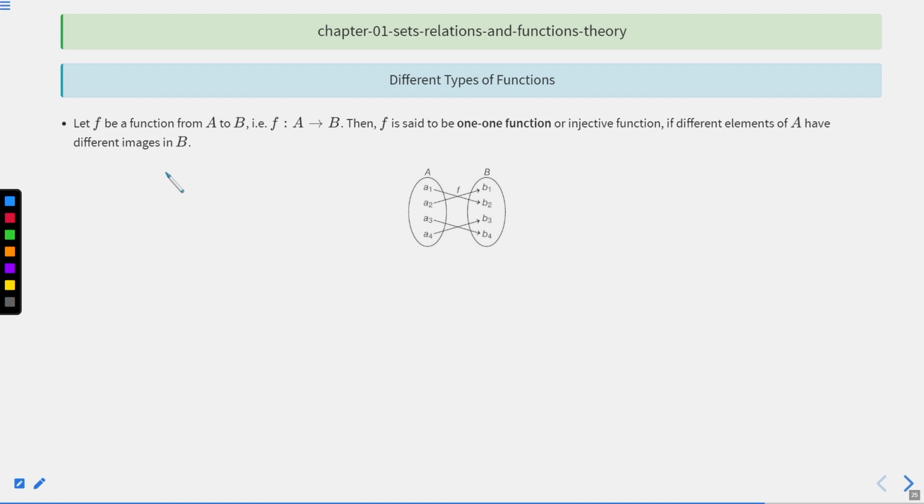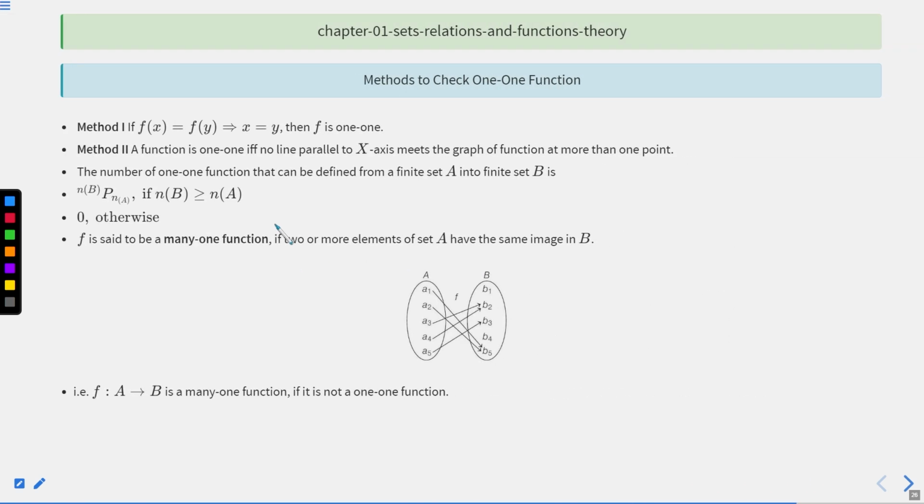Let f be a function from A to B, that is f: A mapping B. Then f is said to be a one-one function or injective function if different elements of A have different images in B, right? So here we can say that different elements of A have different images in B. Methods to check whether a function is 1-1 or not. First, method 1. If f(x) is equal to f(y), this implies x should be equal to y, right? Then f is 1-1.